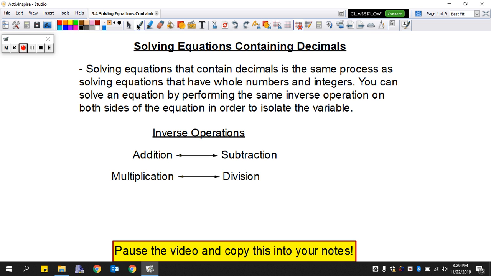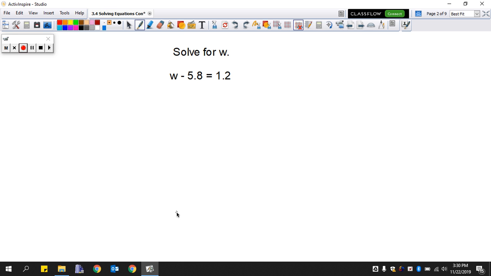Just as a quick review, addition and subtraction are inverse operations, or opposites, that undo each other, and multiplication and division undo each other, or are inverse operations. Go ahead and pause the video and copy these notes into your notebook. Alright, so let's do several examples before you start doing your classwork.